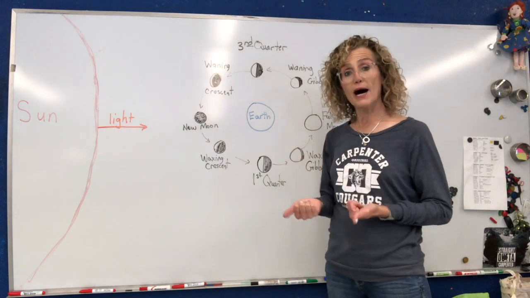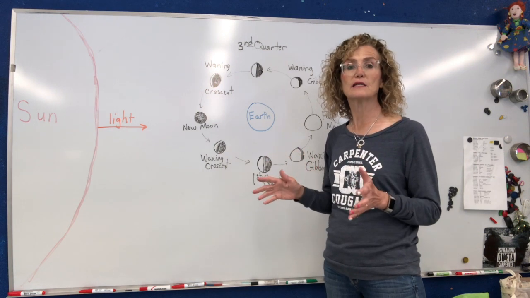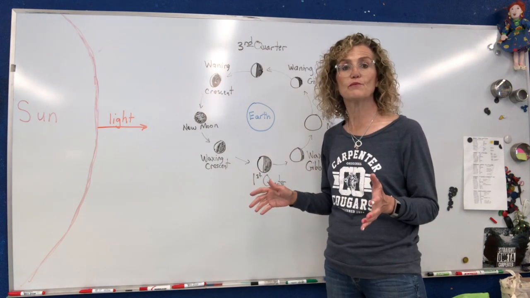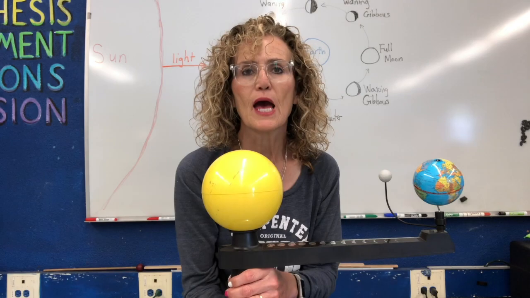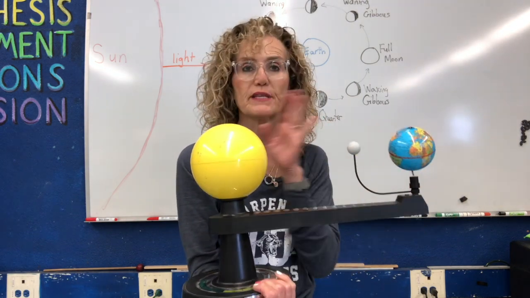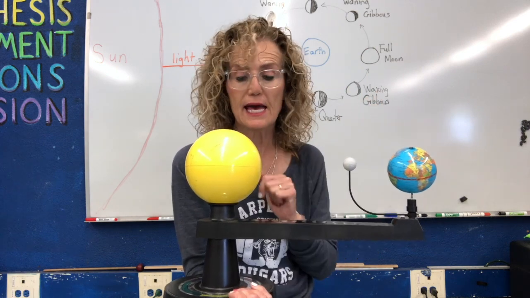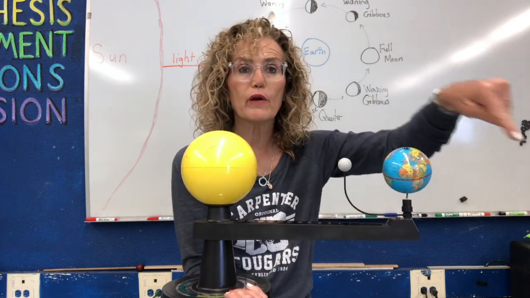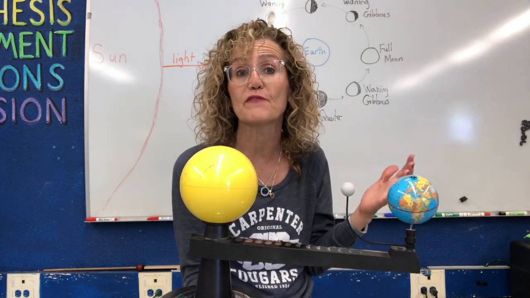Okay, so now we know the names of the phases. I'm going to show you a model, and then I'm going to actually illustrate for you how the light changes on the surface of the moon and how it appears that the moon is changing its shape. Okay, so just like what I have on the board, I have the sun, I have the moon, and I have the Earth. And as the moon orbits the Earth, different amounts of light from the sun are reflected off of the surface of the moon, and we see it appears to have different shapes.